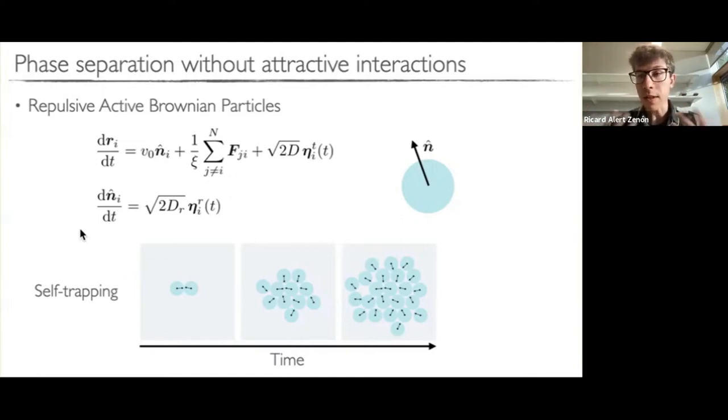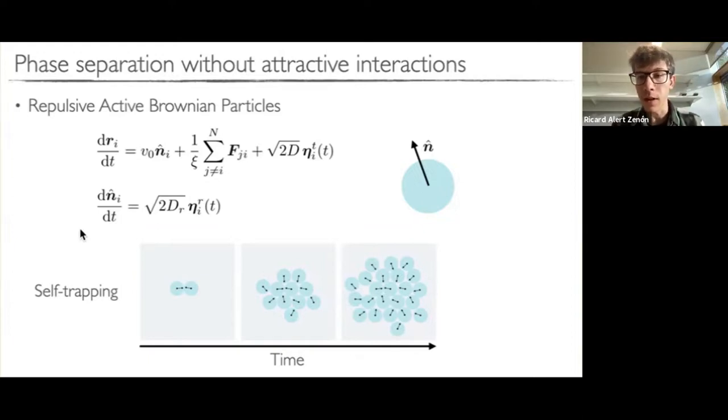And so you can see that it leads to an instability whereby particles accumulate in clusters, and this produces phase separation. And so this is what's known as motility-induced phase separation. And it is due to this self-trapping effect, the fact that particles collide and slow down in dense regions, and then they accumulate there.